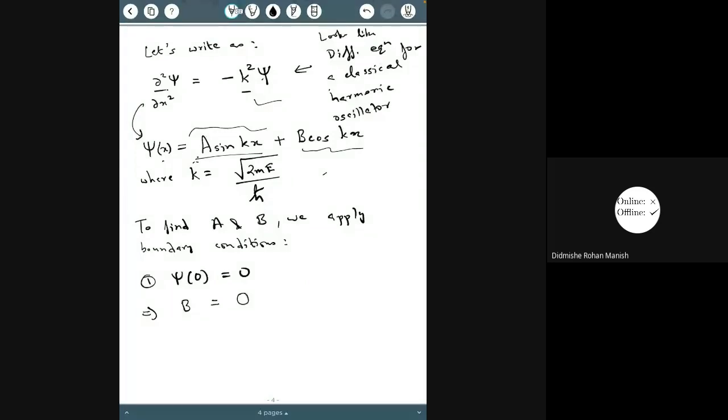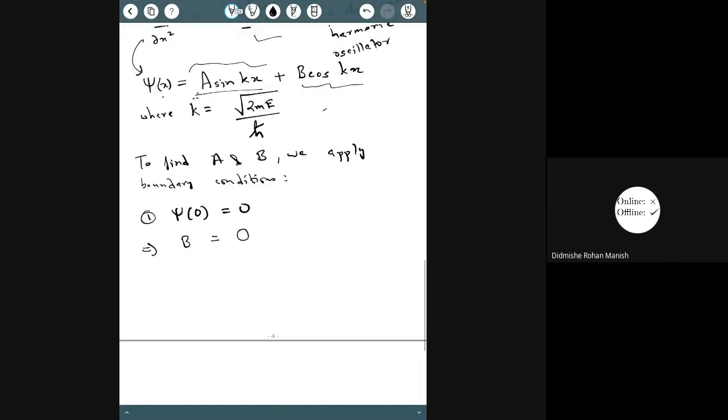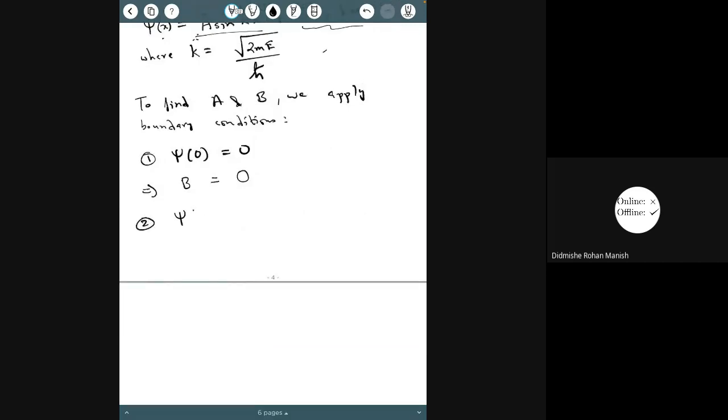Right? So I put x equal to 0 and I get A sine 0, that's 0, plus B cos 0, that's just B, is equal to 0. Fine. Then the next boundary condition I have is psi of a is equal to 0. And when I use that, I get A sine ka plus B cos ka is equal to 0, which means A sine ka. So I know that B is equal to 0, so that is removed. A sine ka is equal to 0.